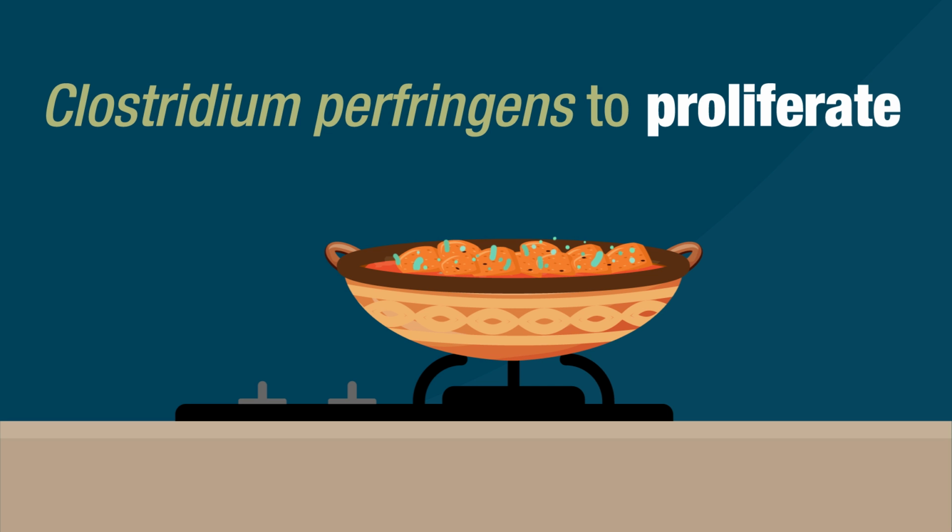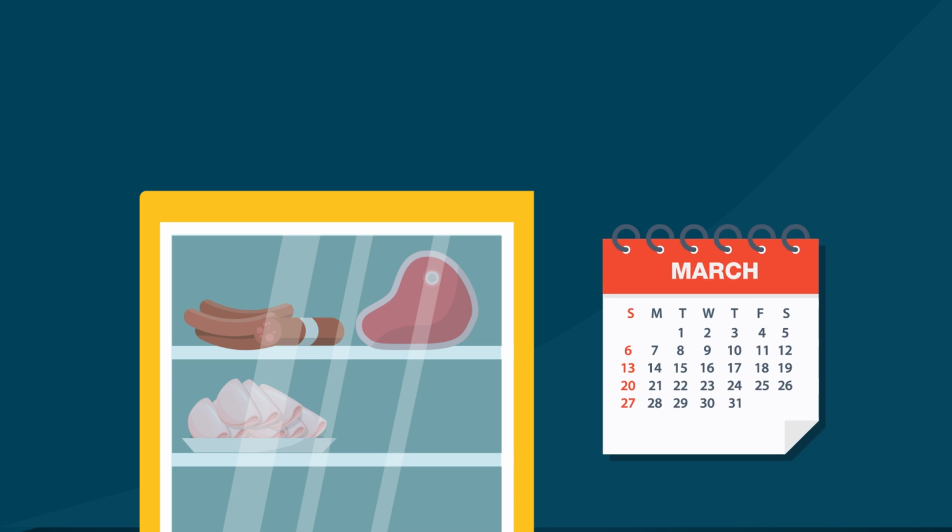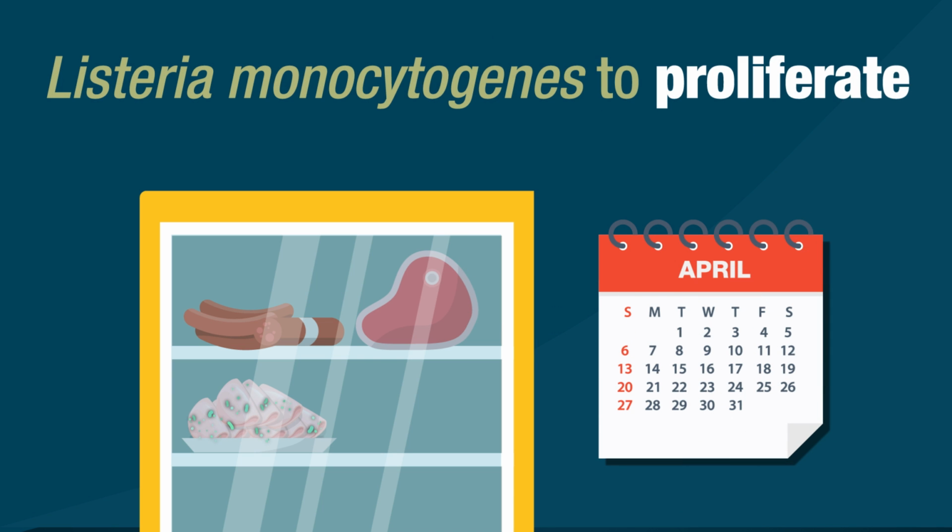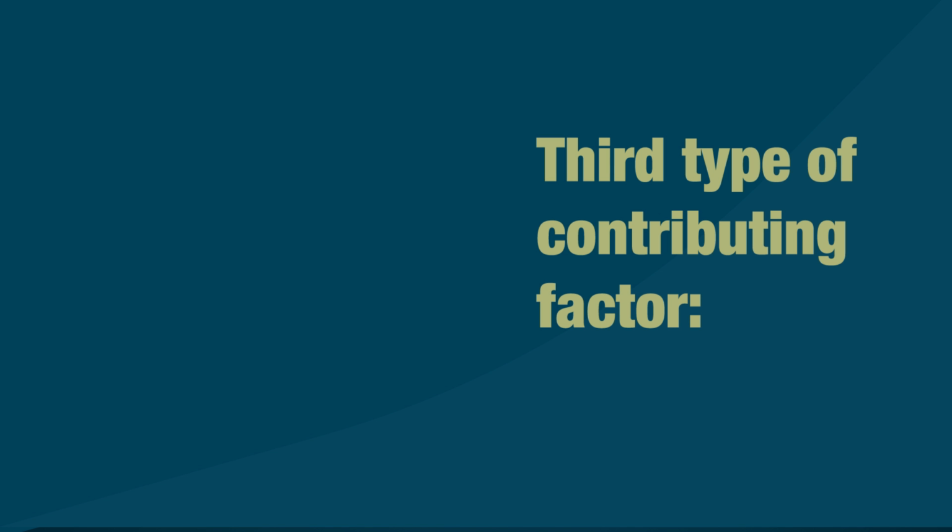Another example of a proliferation contributing factor is when sliced deli meat is held in a refrigerator for months, allowing Listeria monocytogenes to proliferate. Our third contributing factor category is survival. Survival is when pathogens survive a process meant to kill or reduce them.